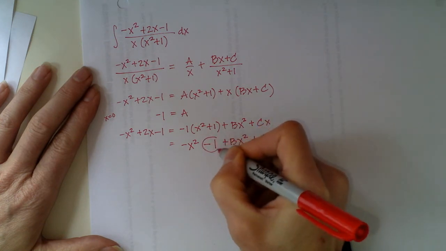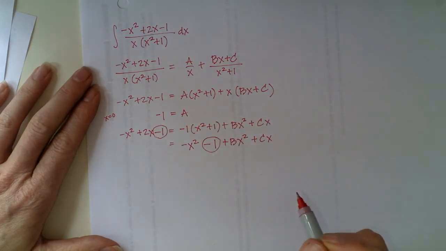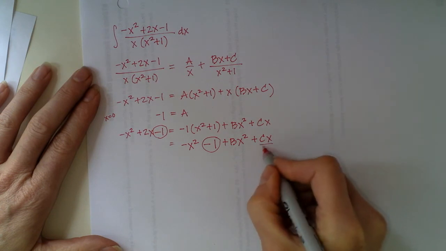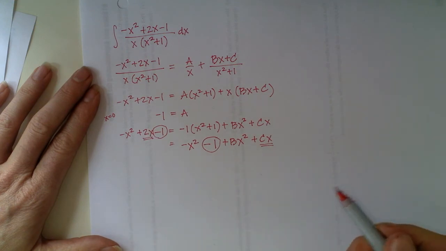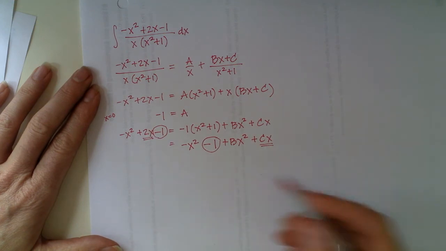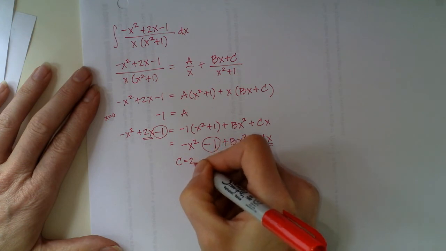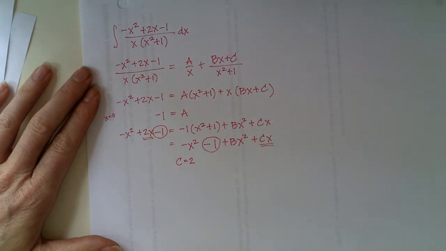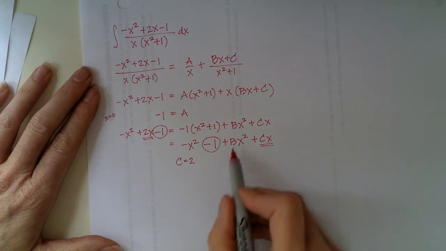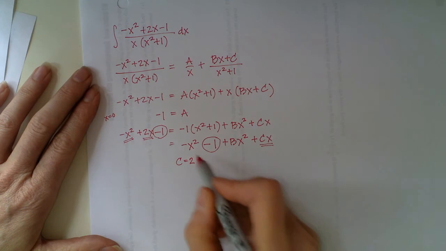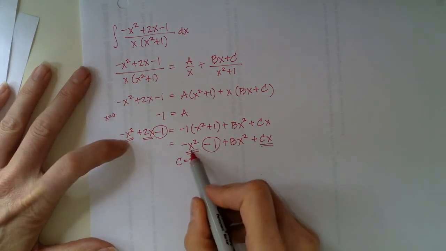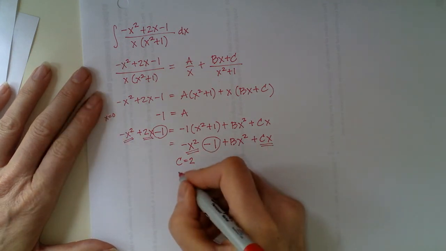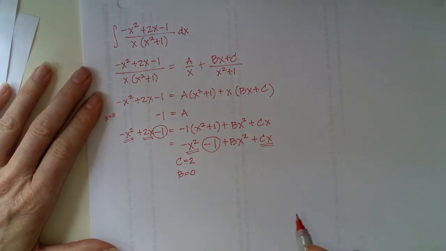Well, we've got the -1 here and the -1 here, so that's good. This is the only x term that we have over here, and here's an x term over here, and if these two things have to be equal, that means that c has to be 2. And what else do we need? Oh, b. So I've got a negative x squared over here, and a negative x squared over here, and then b is just right here. These things are already equal to each other. That tells me that b should just be equal to 0. So there are my 3 constants.